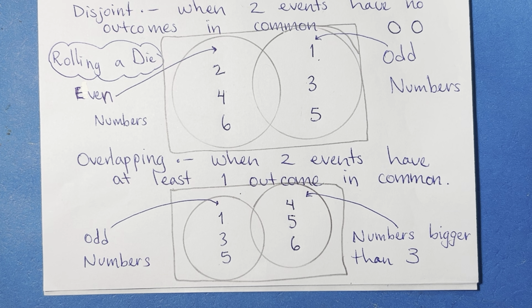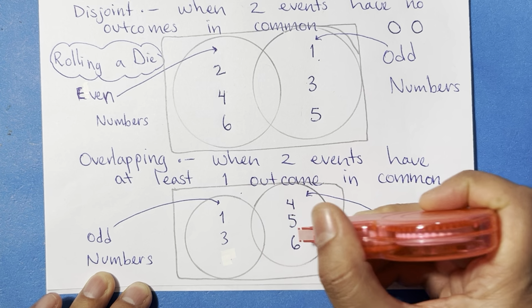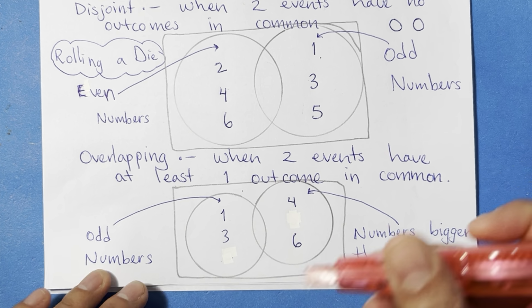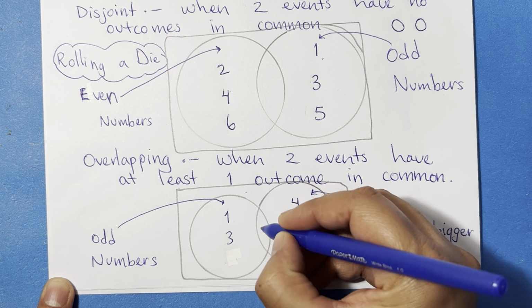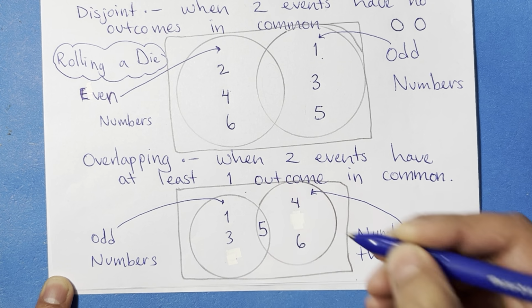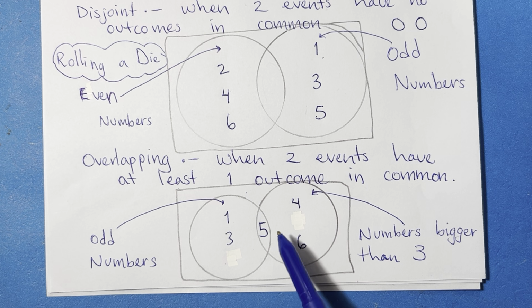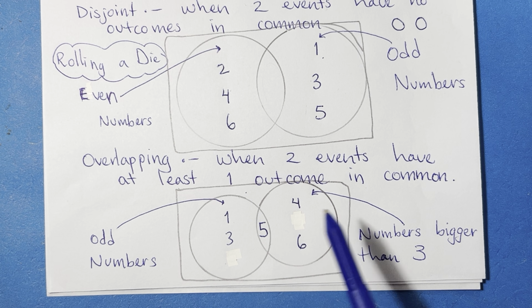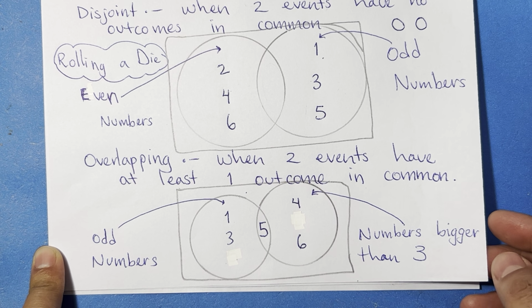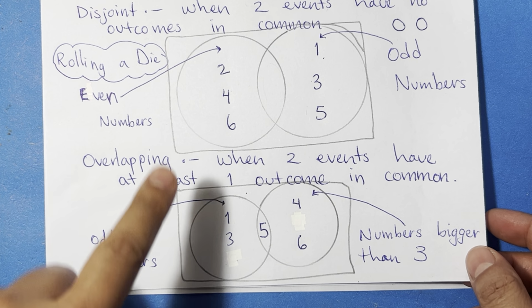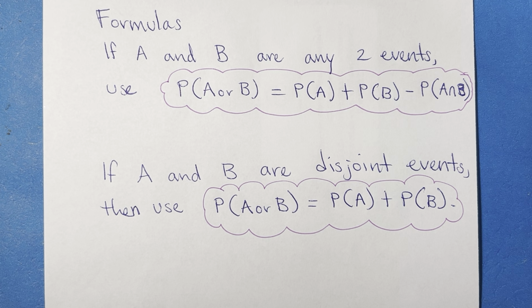So what do we have to do in that case? Those overlap. We erase them and put it right here in the section where the two circles of the Venn diagram overlap. So overlapping in this case is 5. It belongs to both groups. We are going to need this once we look at the formulas, so to see how that relates. So these are the formulas.